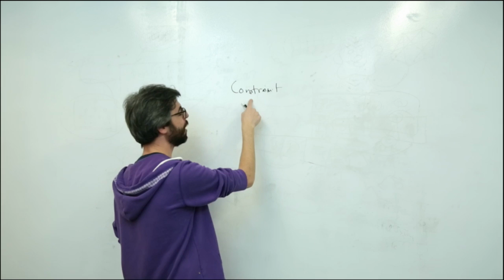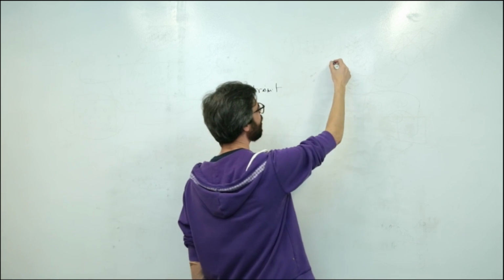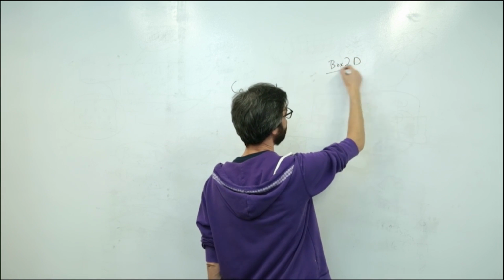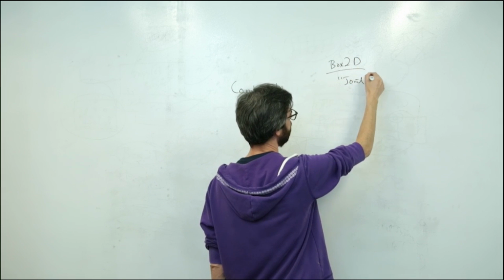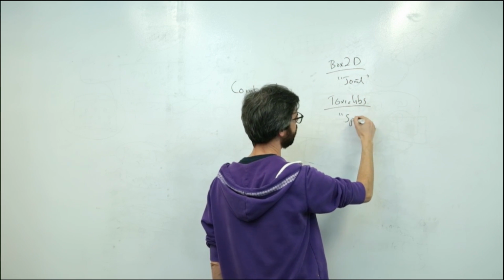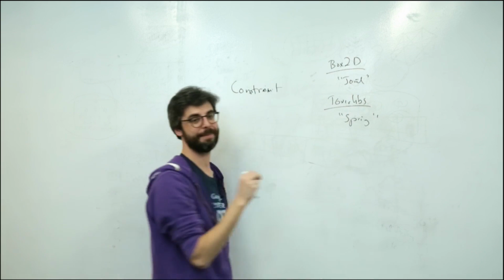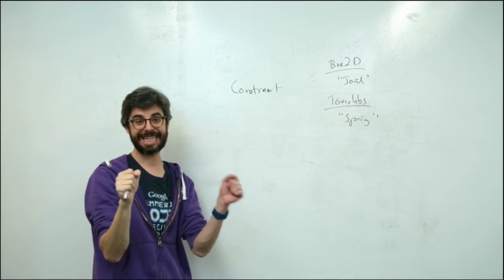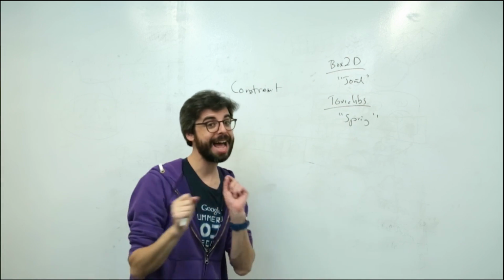Constraint. It's called that in Matter.js. But if I were in Box2D, this would be called a joint. If I were in toxiclibs, it would be called a spring. So there's lots of other terms for the same thing. It's an entity that connects two bodies. Now it does not have any geometry.